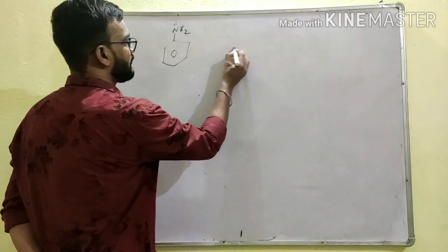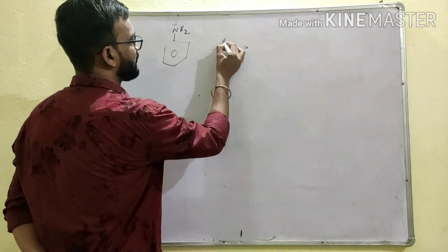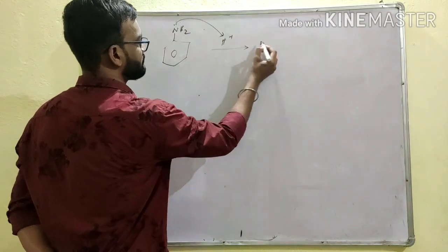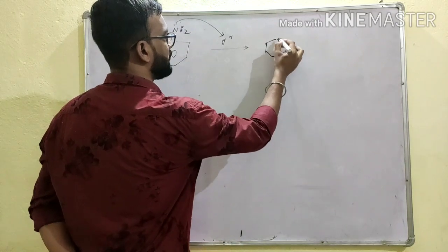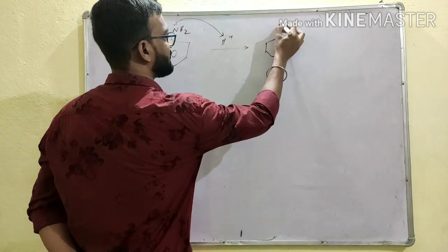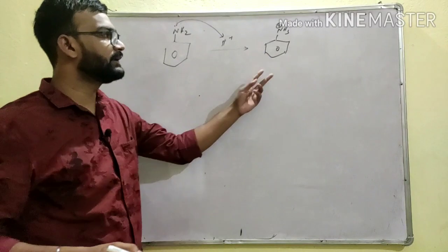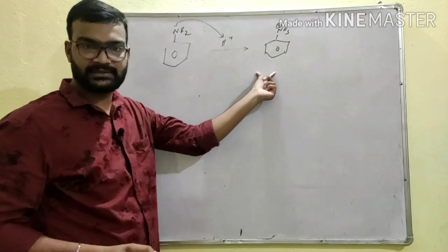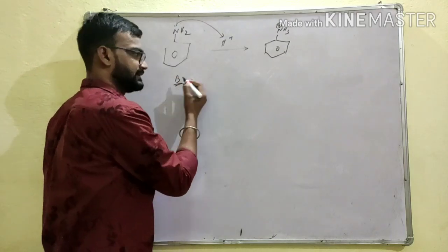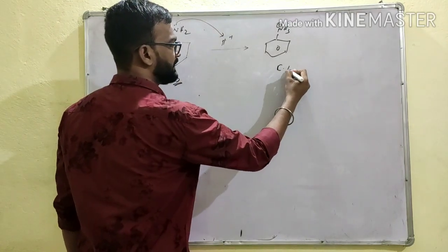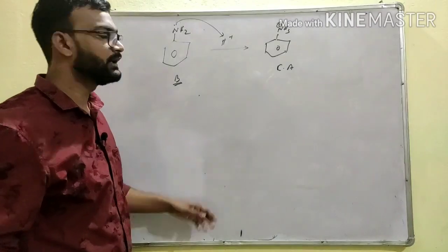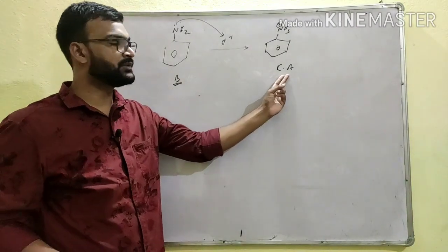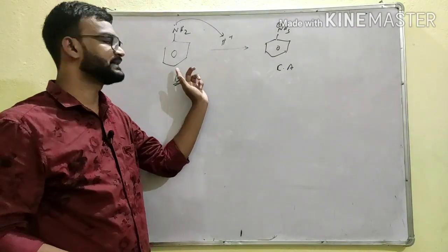Okay, so after accepting H plus, what do you get? We get NH3 plus. This is an anilinium ion. So if it is a base, this is called its conjugate acid. In the same way, if the stability of the conjugate acid is more, the basicity of the aniline will be more.